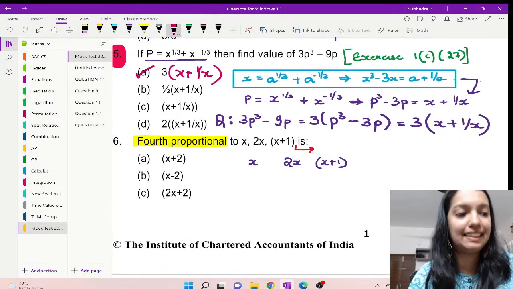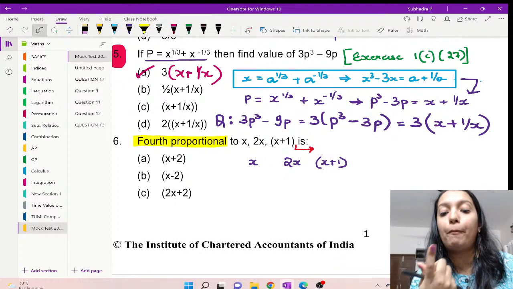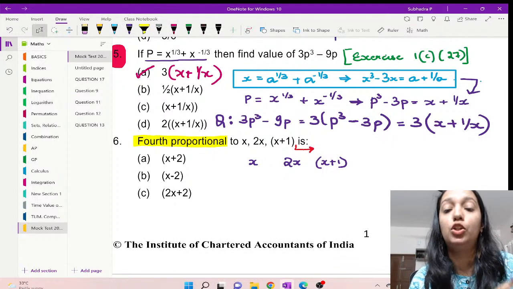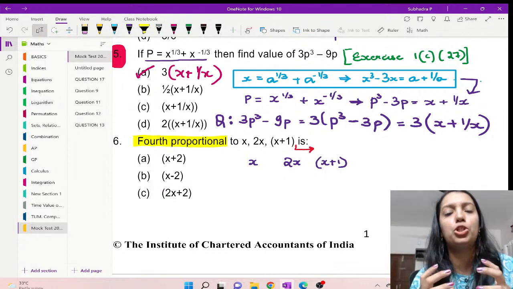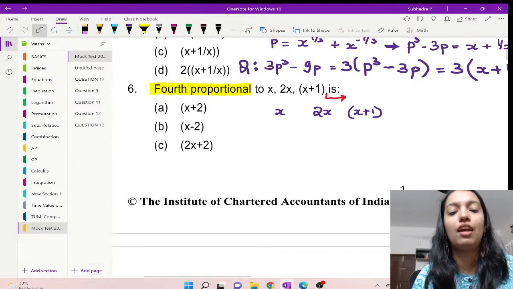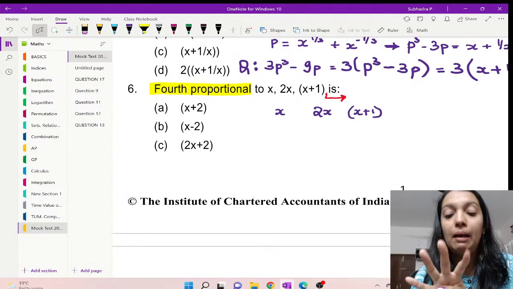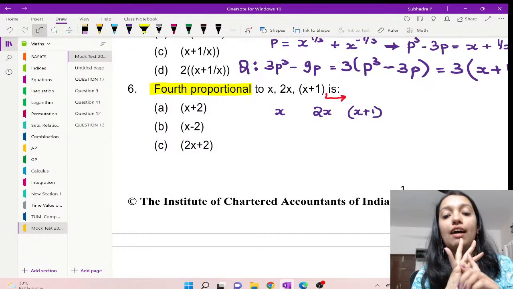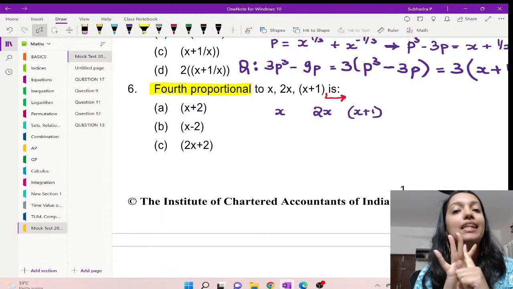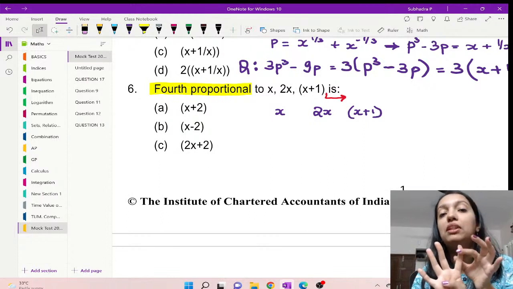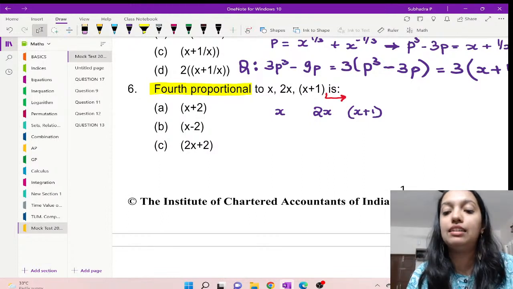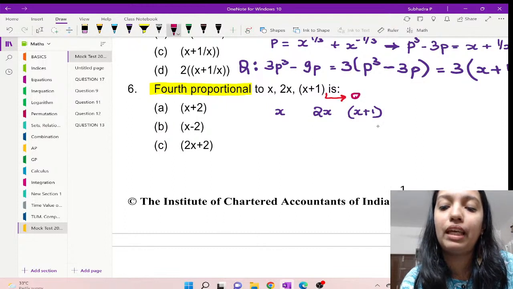Going ahead to the 6th question. Fourth proportional to x, 2x, x plus 1 is dash. Now, what do you mean by fourth proportional? What do you mean by proportion? In a proportion, we find that there are 4 terms. But in this case, we just have x, 2x and x plus 1. The fourth term is not present. We will assume that fourth term to be a.